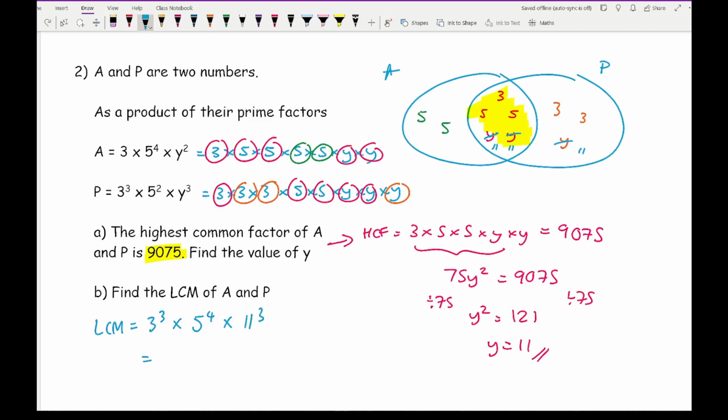So if I type that all into my calculator, so 27 times 5 to the power 4 times 11 cubed, it does give me a huge number, but I'm just going to read this off my calculator. So it's 22,460,625, and there is my final answer. And hopefully that makes finding the highest common factor, lowest common multiple using a Venn diagram that little bit easier.